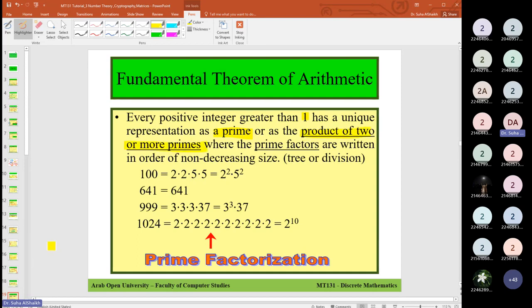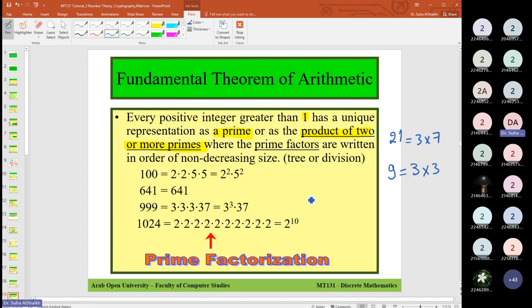It says any number greater than one is either a prime or a product of primes. For example, let's try the 21. 21 is a 3 multiplied with a 7. The 3 is a prime, and 7 is a prime. Let's try the 9. The 9 is not a prime, it's a 3 multiplied with a 3. So any number is either a prime or a product of 2 or more primes.